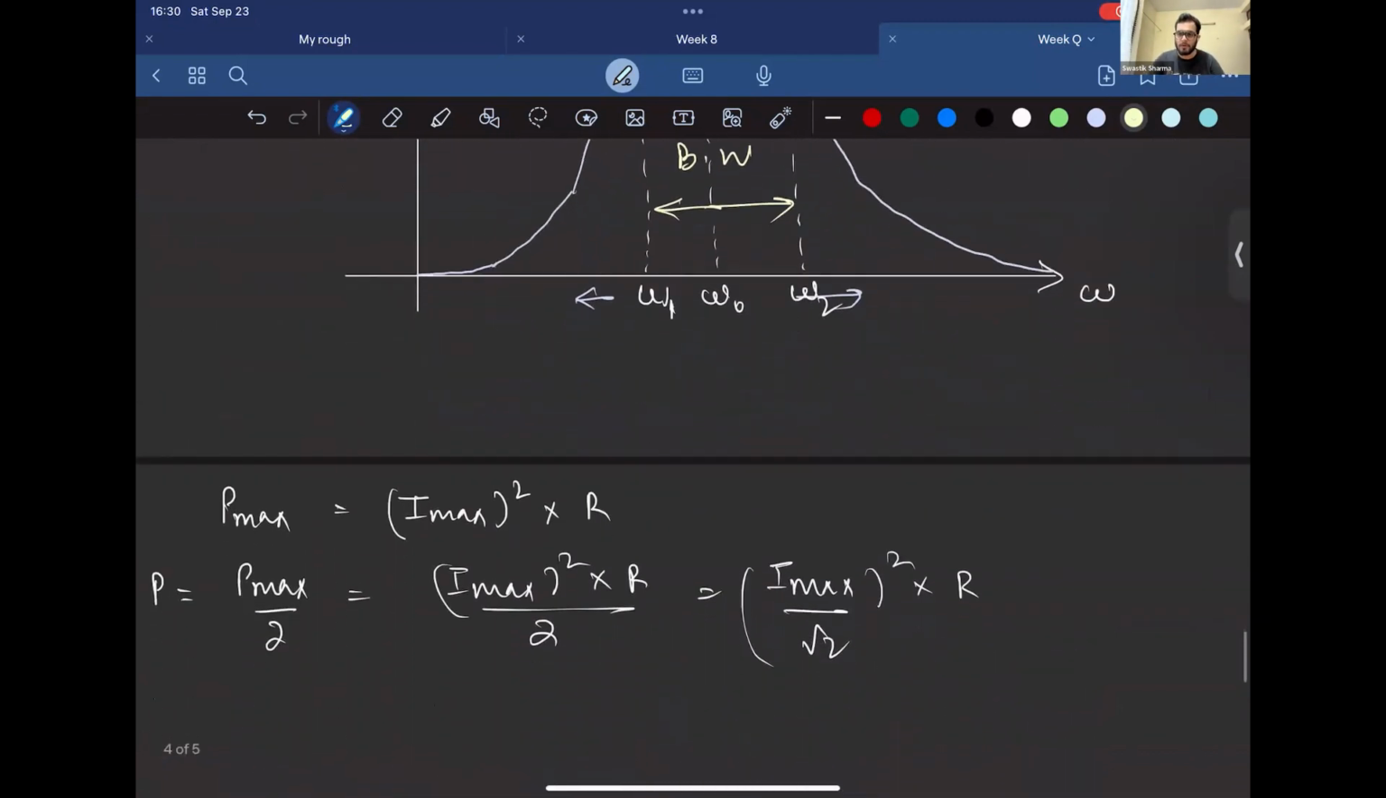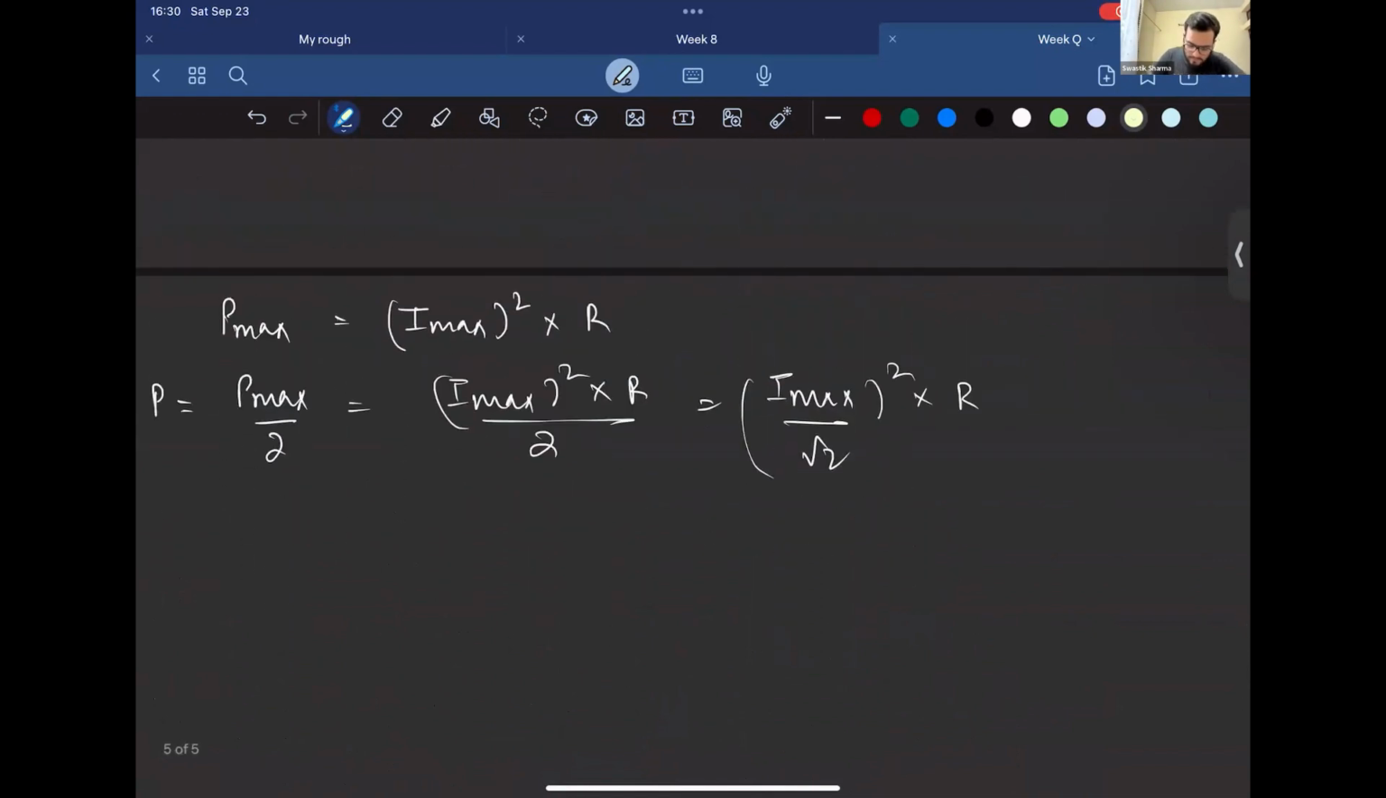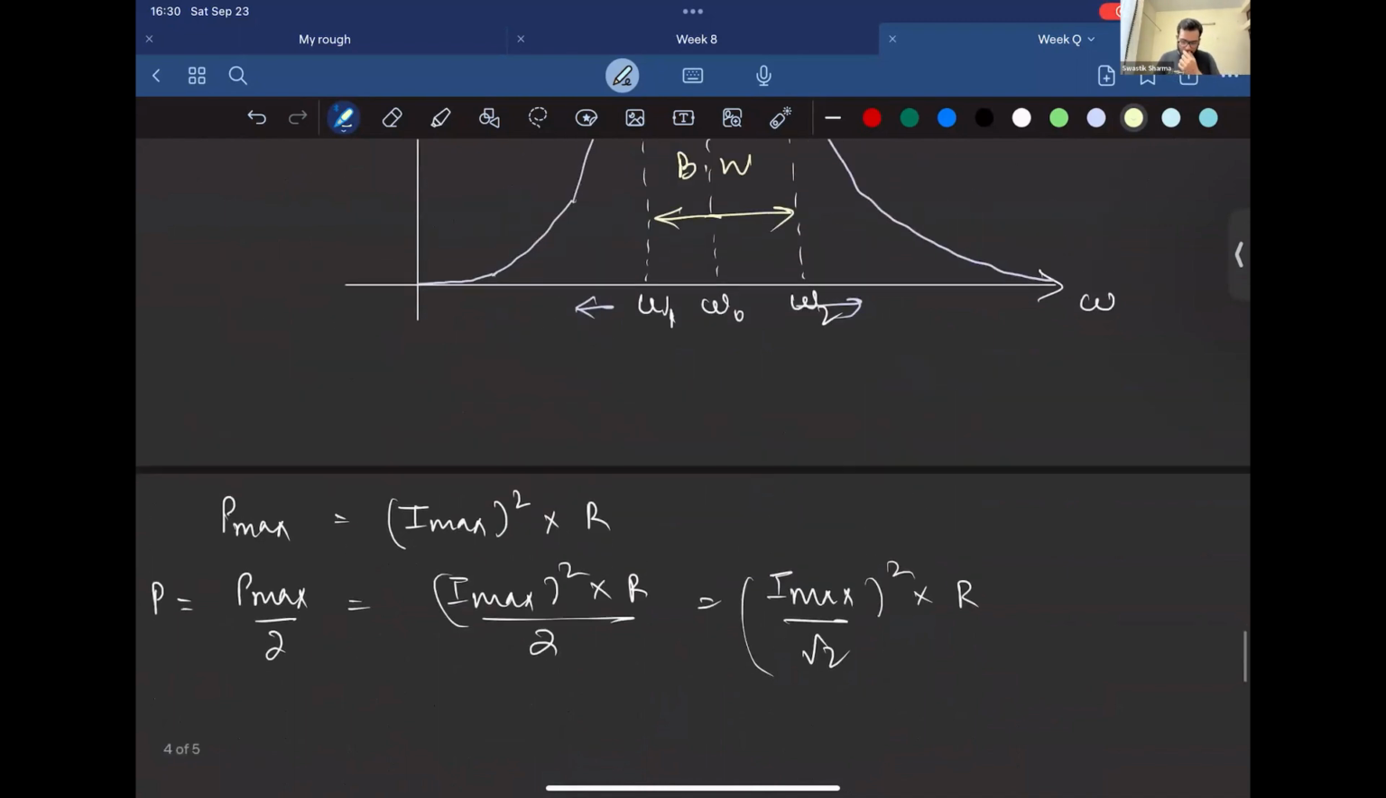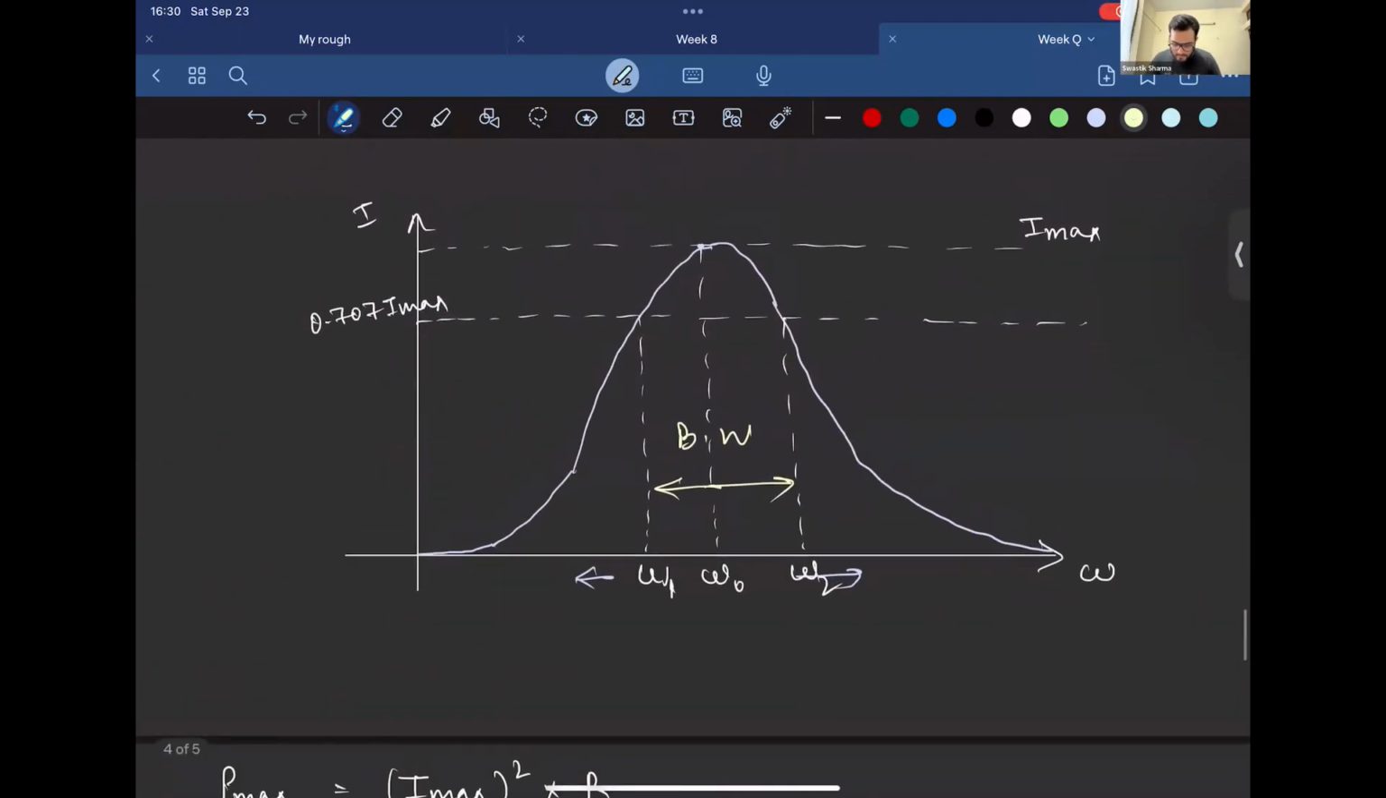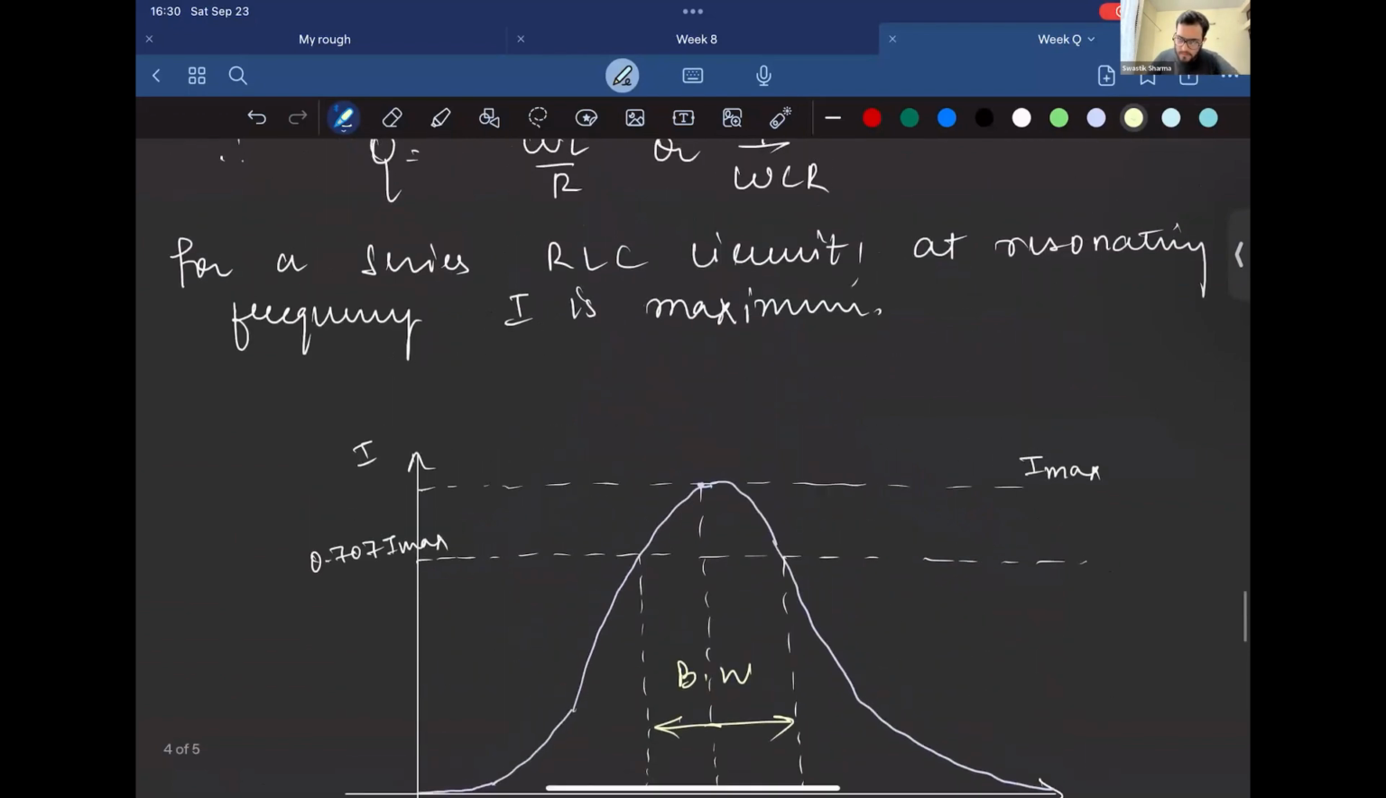So let's talk about some interesting factors or interesting equations with respect to bandwidth and quality factor.